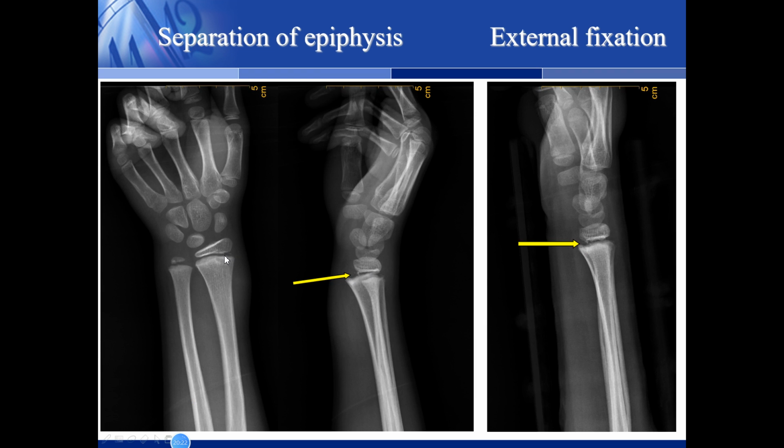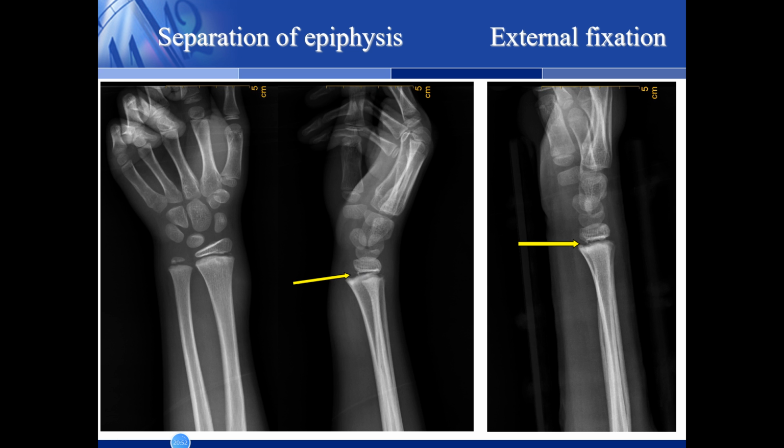Here is the epiphyseal line. Here is the epiphyseal plate. In this view, we could not find any lesions in it, but in the lateral view, we could see the width of the epiphyseal plate. Here is the epiphyseal plate. The width is increased.